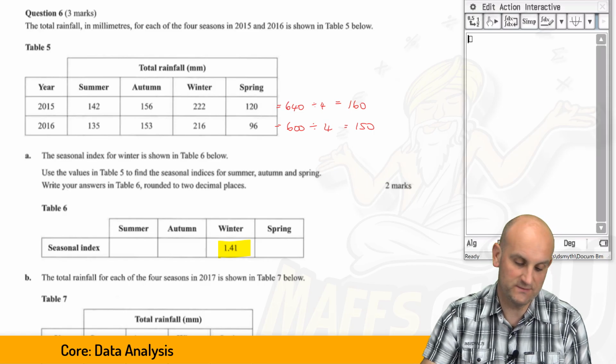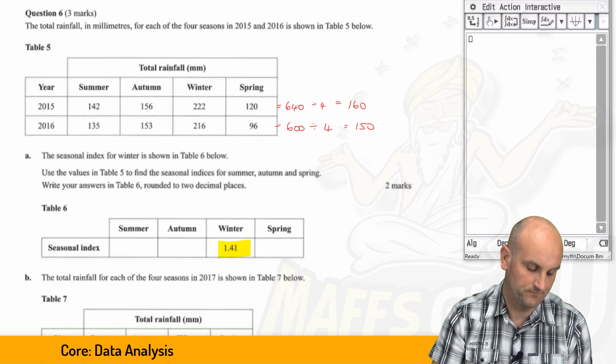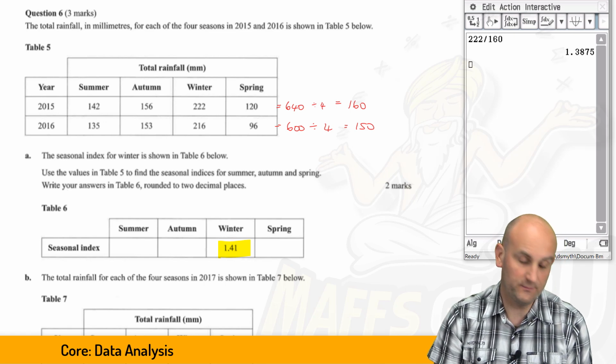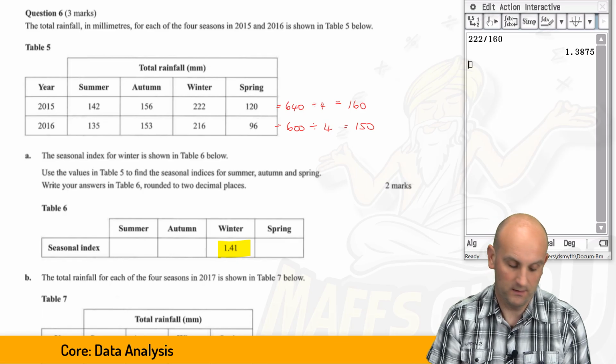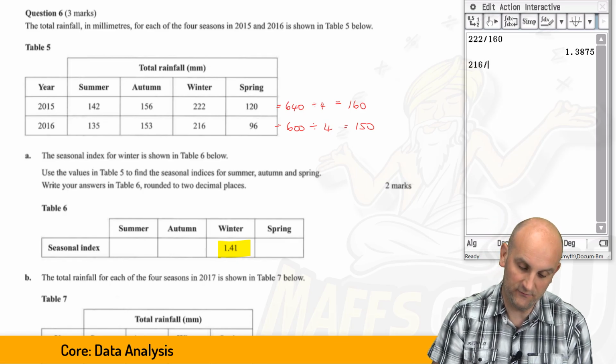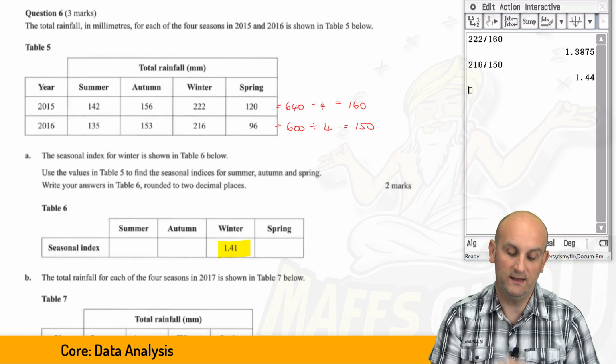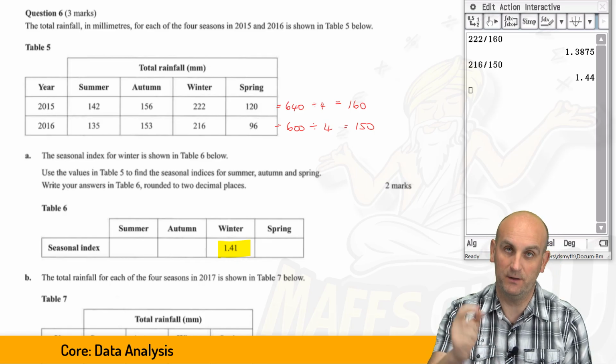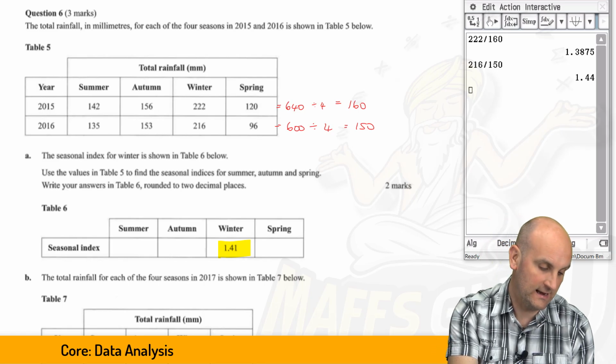So using that information, I can now work out each of the seasonal indices for 2015 and 2016 for winter. Now, what I'm going to do is bring up my calculator. 222, I'm going to divide that by 160, gives me 1.3875. I'm going to do 216, and divide that by 150. I get 1.44, and then if you remember, what you have to do is take both of those numbers and add them together and average them.